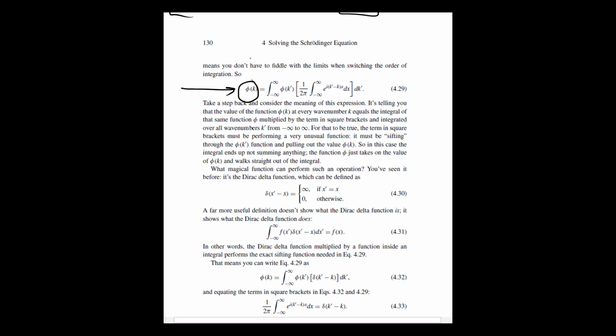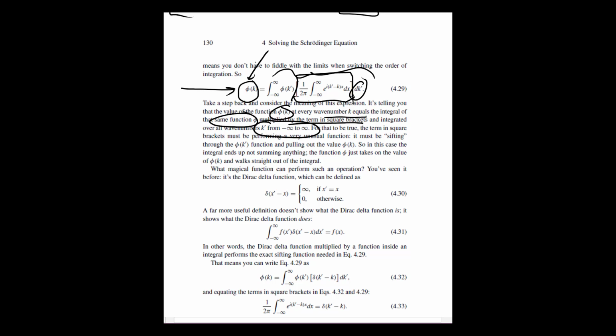Phi of k, the spectrum at every value of k, is equal to this expression, which is the integral of phi of k prime, times this expression over all k prime. So how can the value of the function phi of k at every wave number k equal the integral of that same function multiplied by this term in square brackets and integrated over all k prime? It's as though the term in square brackets here is sifting through the entire phi of k prime function and pulling out one value, the value of phi at k.